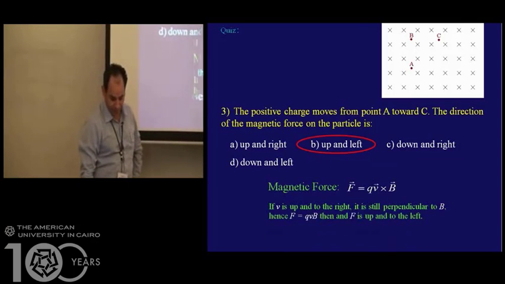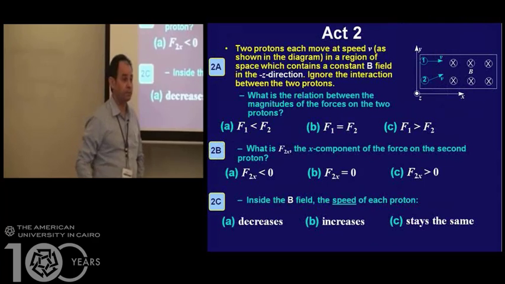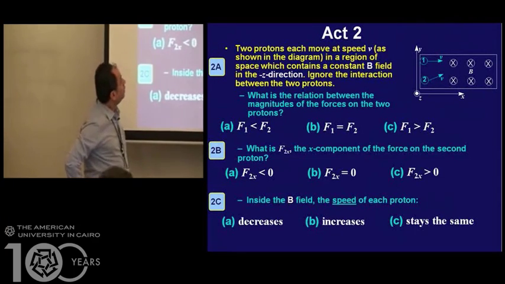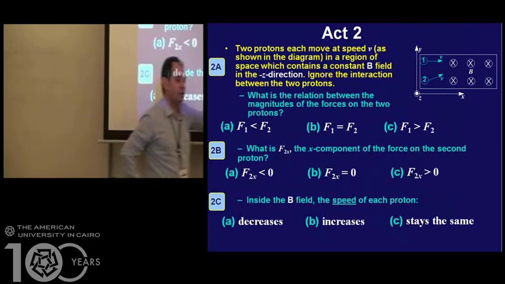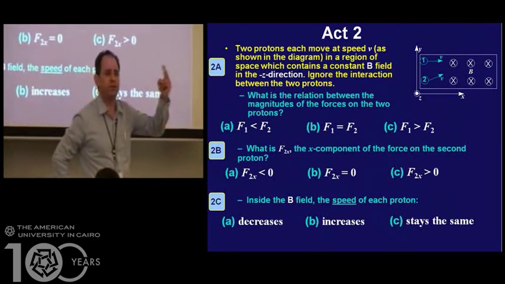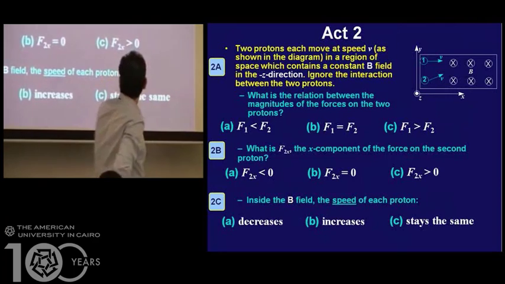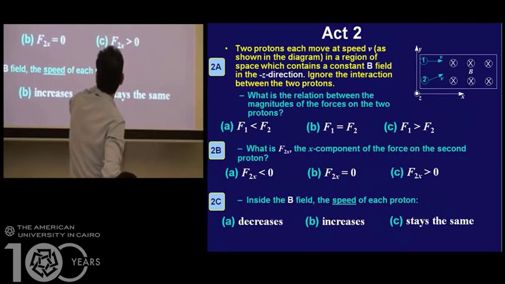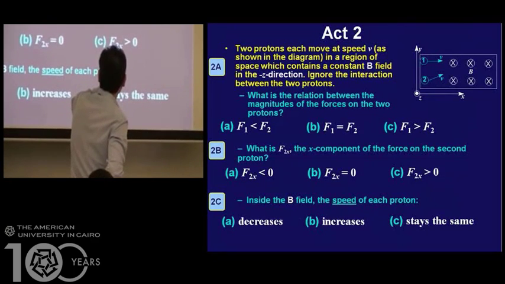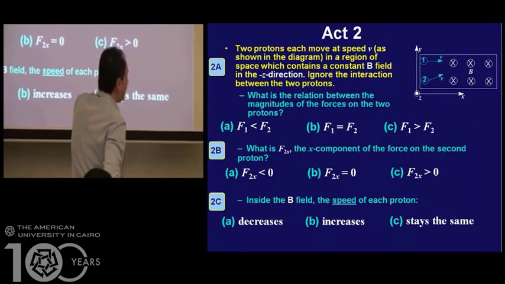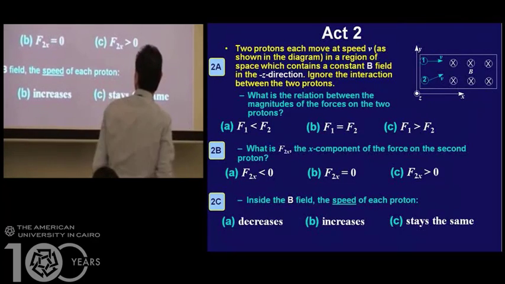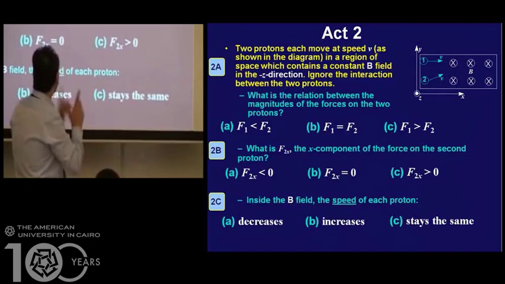Okay? Okay. So I'll give you a minute to think about that. We have two protons. Protons mean they are positively charged. They move at speed v, as shown in the figure, in a region where the magnetic field is pointing into the negative z direction. The magnetic field is into the screen. What is the relation between the magnitude of the force on the two protons?